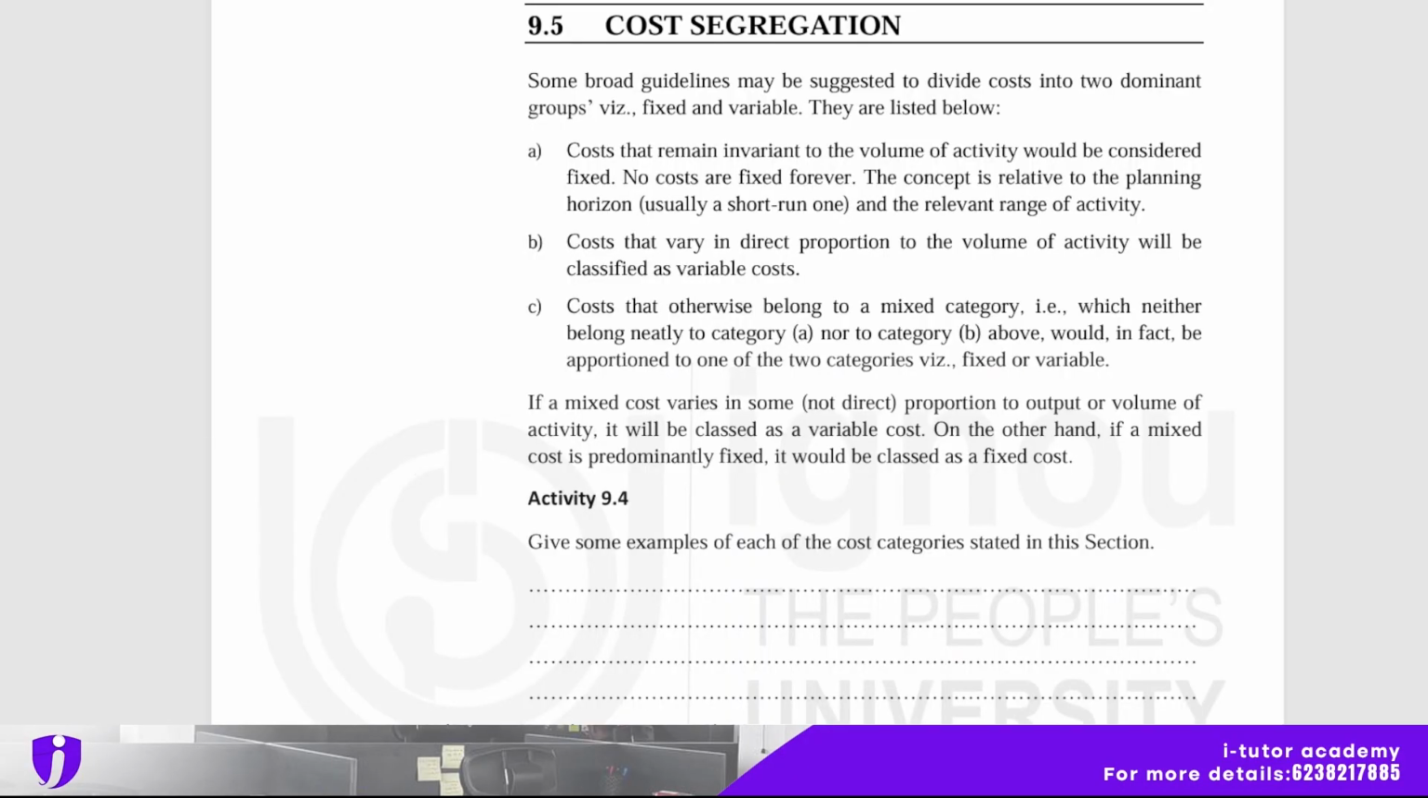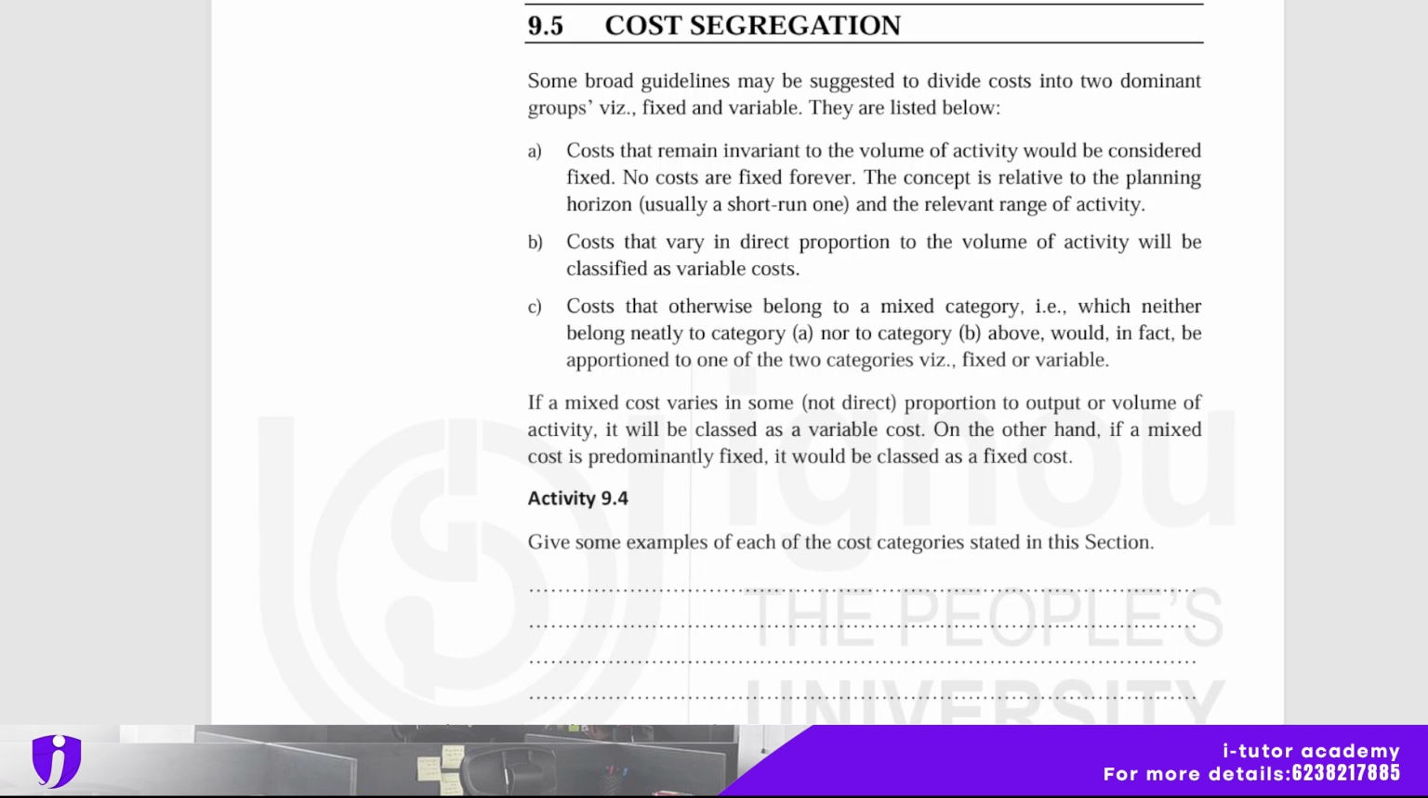In today's section, we will start with 9.5, that is cost segregation. We already discussed the chapter's initial sections in the last videos. So this is subsection 5 of MMBC 004 Unit 9.